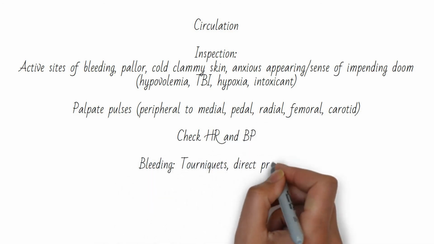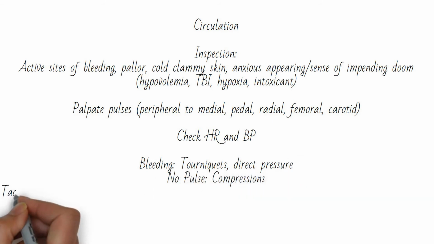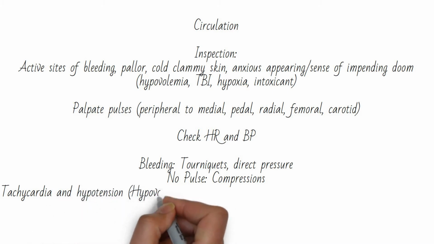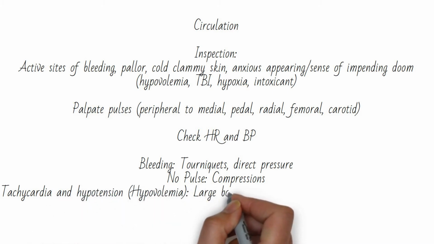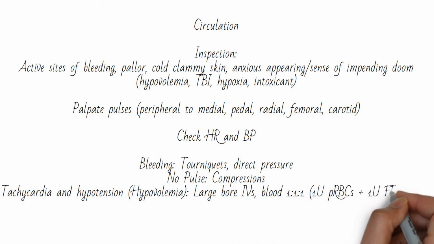This is where you will assess heart rate and blood pressure as well. For bleeding, apply tourniquets or direct pressure. If there is no pulse, begin compressions. Tachycardia and hypotension indicate hypovolemia until proven otherwise. Start 2 large bore IVs.